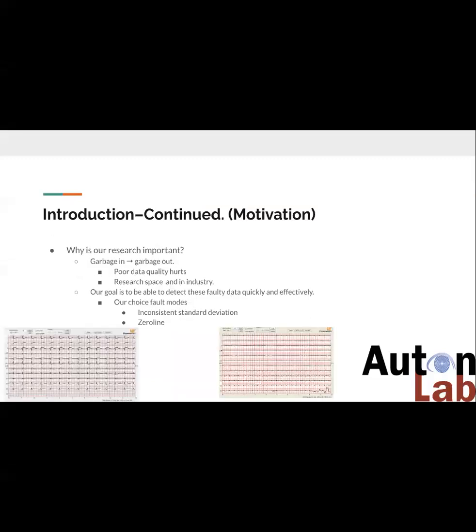First off, motivation. Why is our research important? A cardinal rule of the data analysis, machine learning, and information gleaning pipeline is that if the quality of the input data is poor, so is the quality of the information gleaned from it. This concept holds true in both the research space and the practical use systems. Our goal is to be able to detect and classify this specified faulted data quickly and effectively.